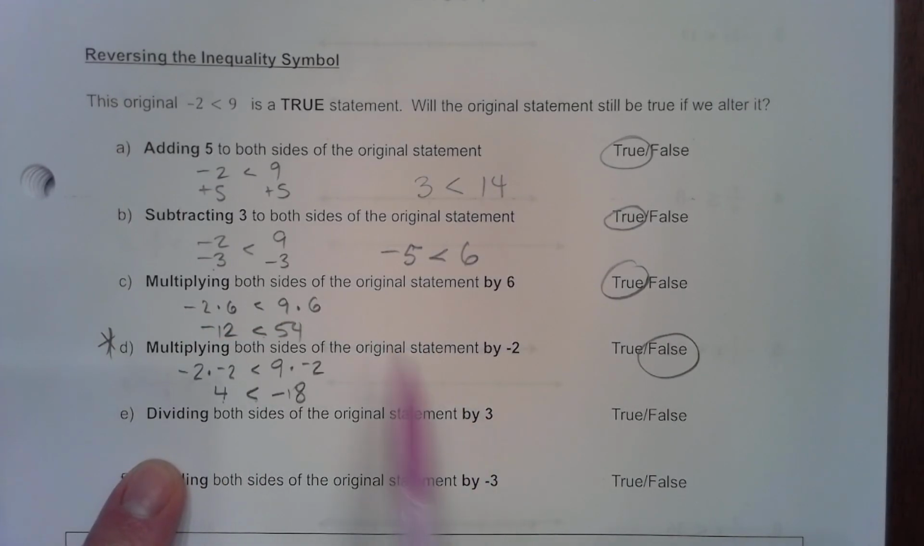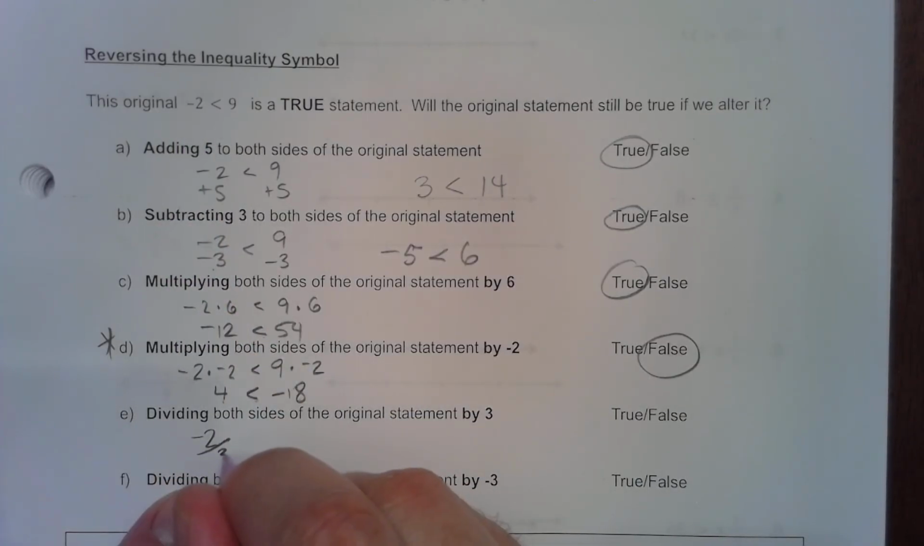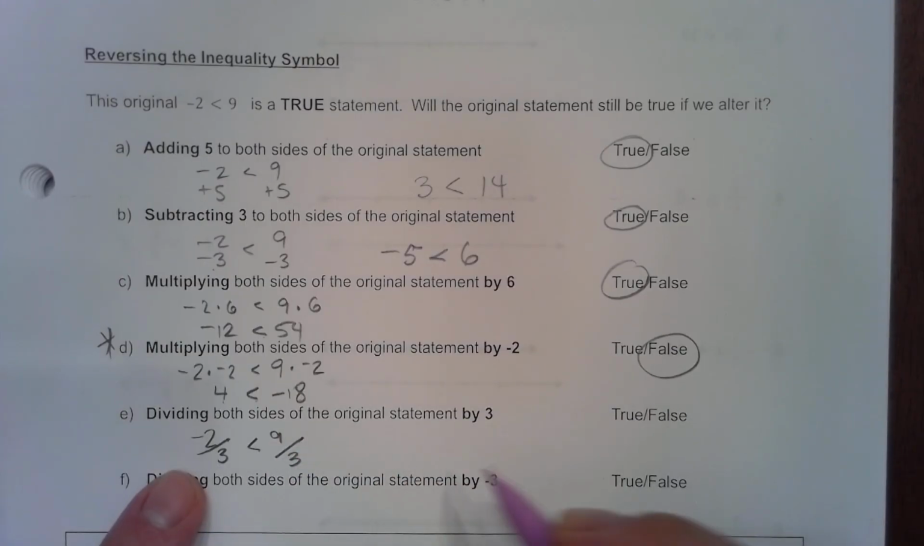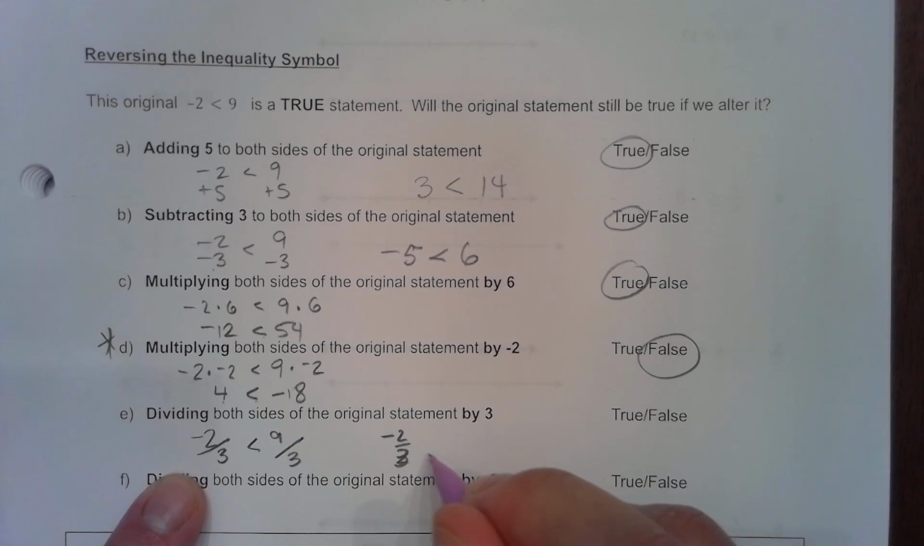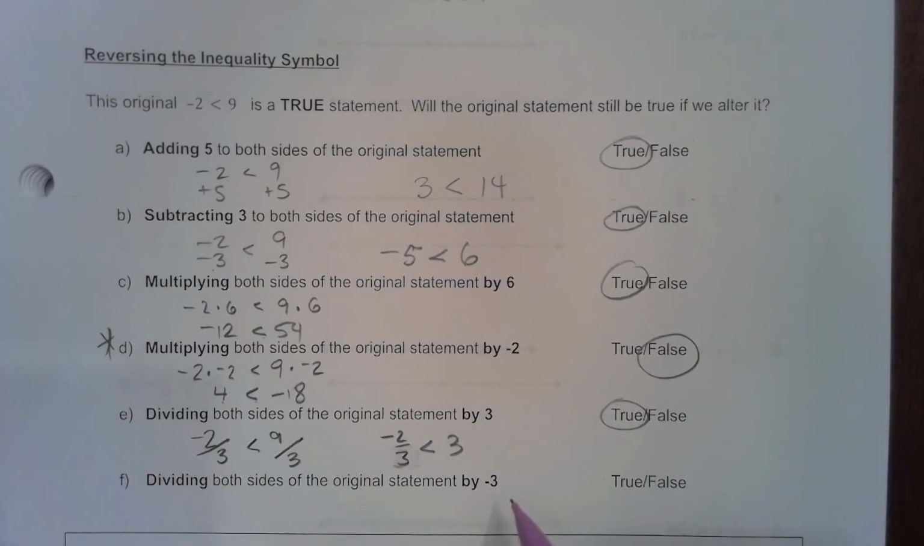What if we divide both sides by a +3? -2 divided by 3, is that less than 9 divided by 3? A negative number is always going to be less than a positive number. -2/3 is less than 3. That is true. Last, we're going to divide by a -3.